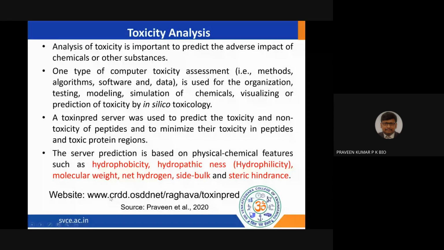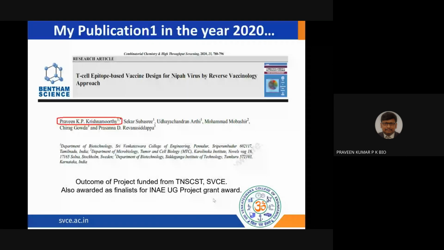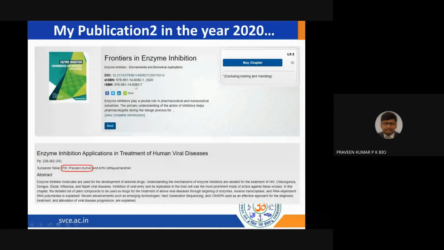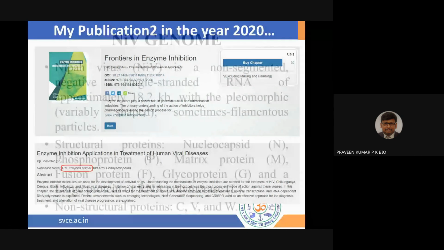Actually, to determine the toxicity, you can use this URL, crdd dot, so what I mentioned, developed by Dr. Raghava. The tool name is ToxinPred. And this is one such publication in the year 2020, that is a T cell epitope based vaccine for the Nipah virus. Also published one more book chapter on the human viral diseases.